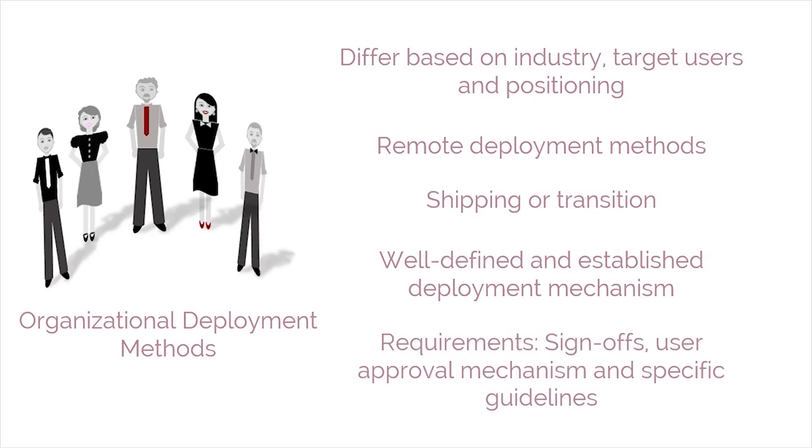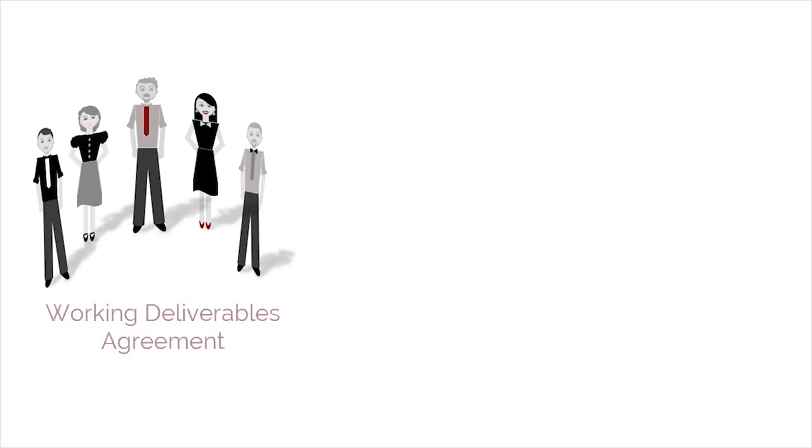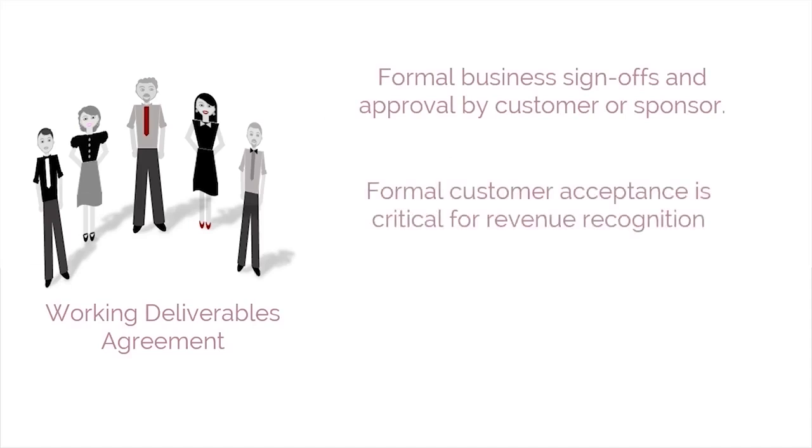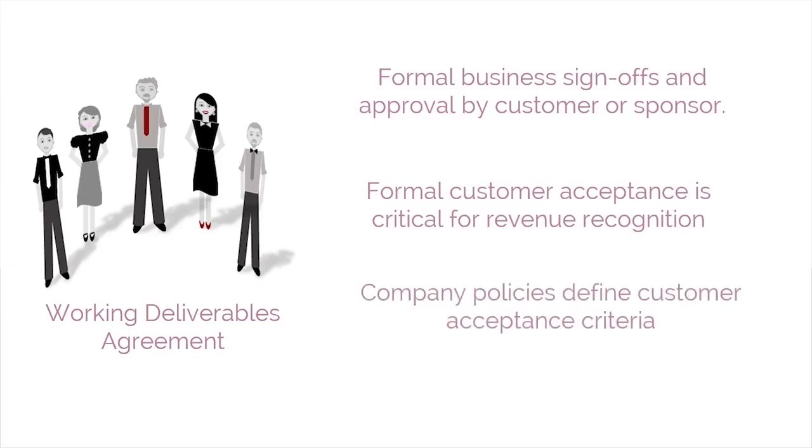Now that we have seen the main inputs and tools, it's time to check the outputs of the process. Working deliverables agreement. This is the output generated by the process ship deliverables. Deliverables that meet the acceptance criteria receive formal business sign-off and approval by the customer or sponsor. To get formal customer acceptance is critical for recognition, and the responsibility for obtaining it will be defined by the company policies and is not necessarily the responsibility of the product owner.